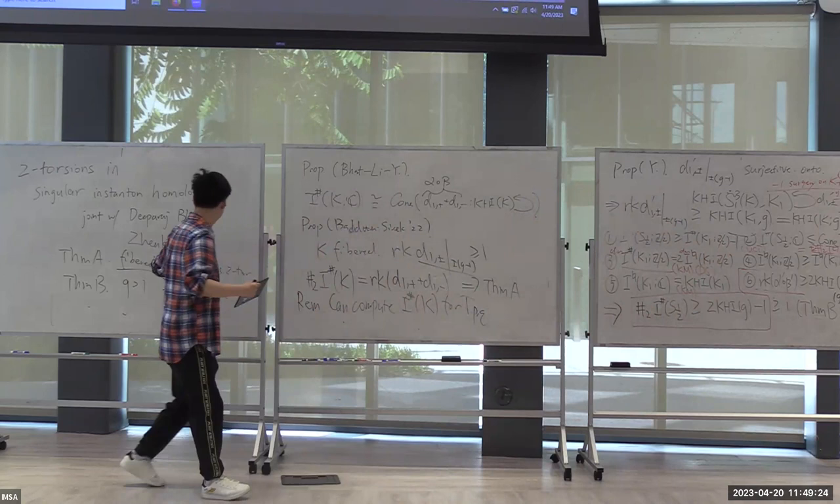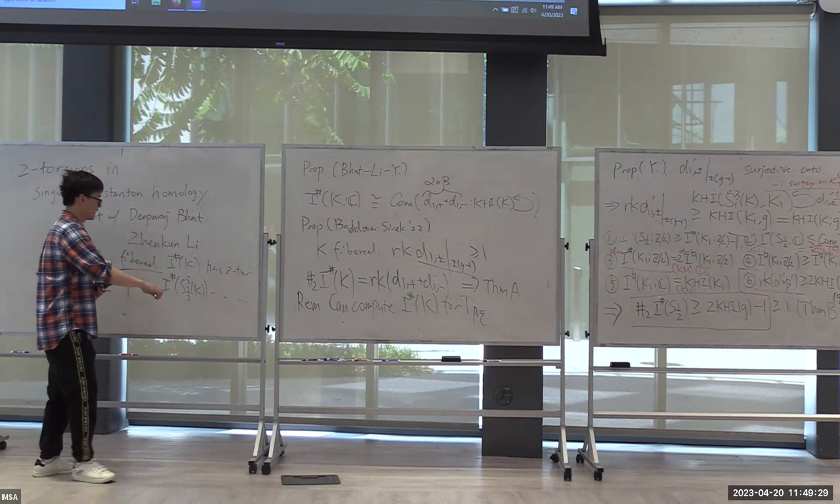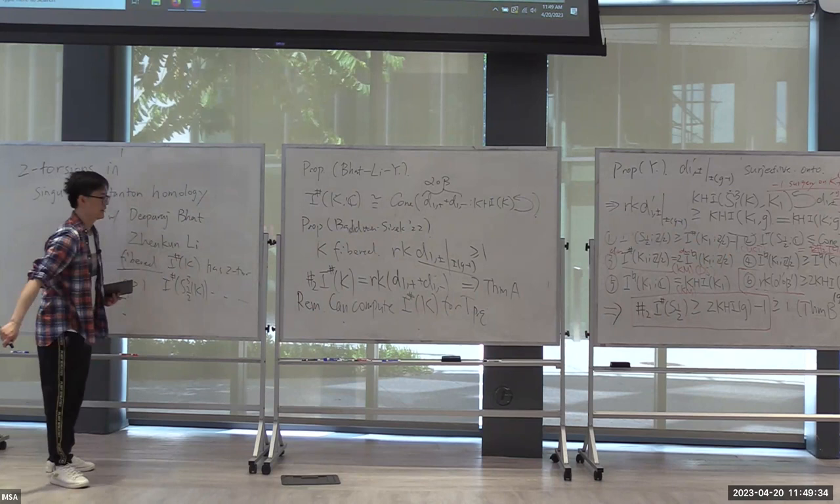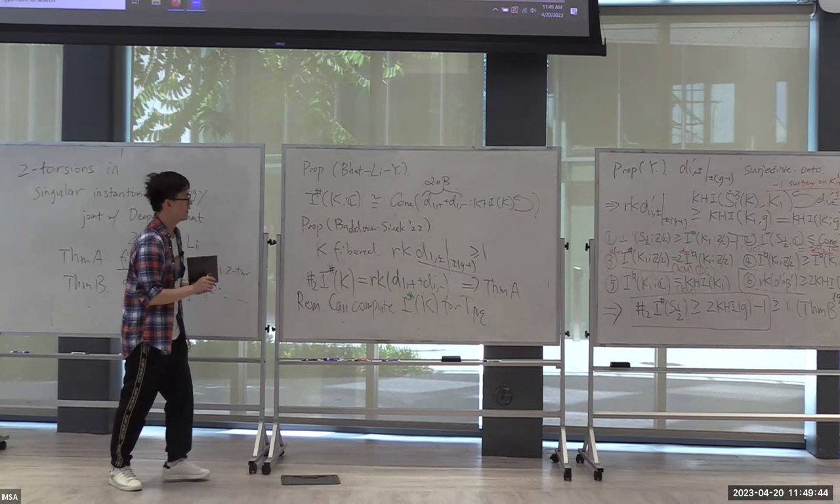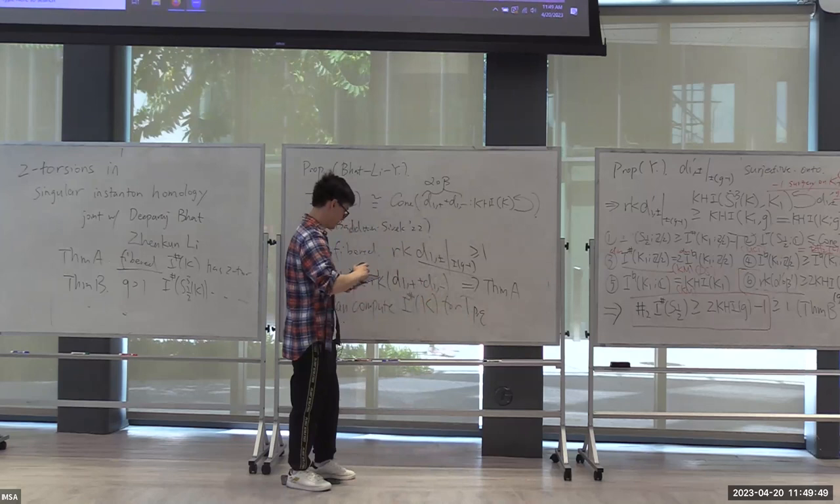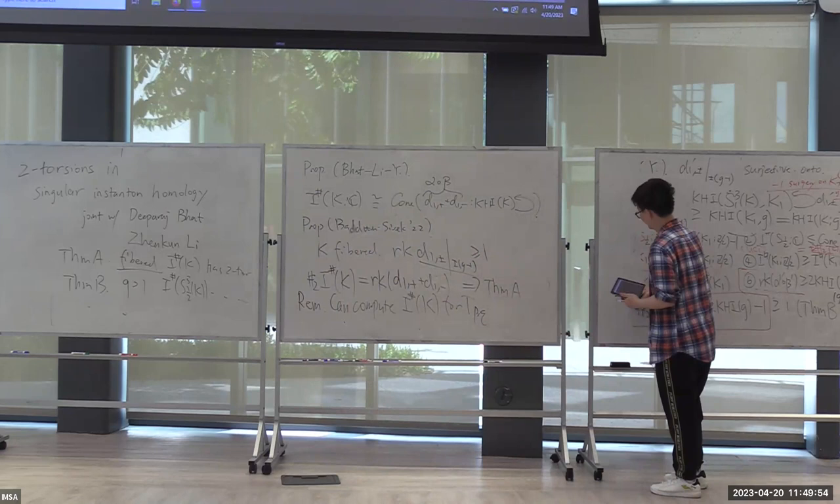And actually, we can also get a lower bound of the two torsions for I sharp of N, but that depends on the study of the rank of D1 plus. So, yeah. Then, because I still have some time, I will mention something about the Khovanov homology.